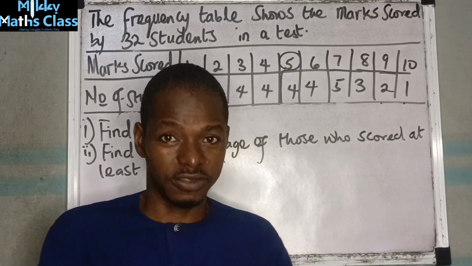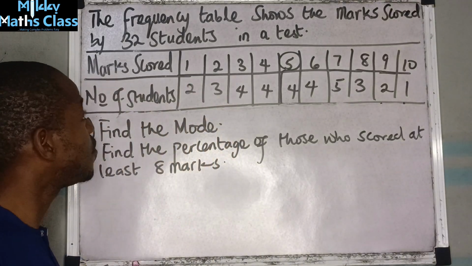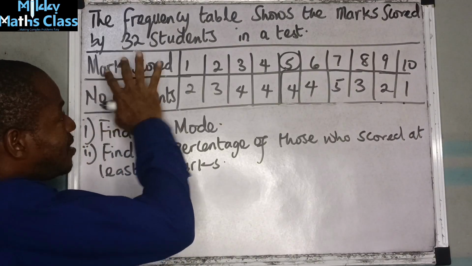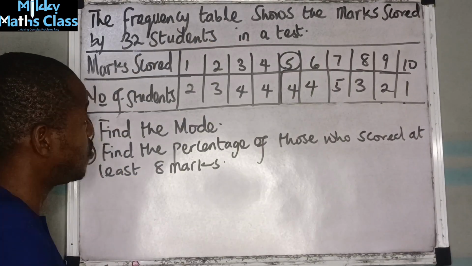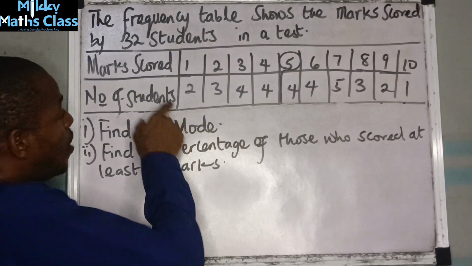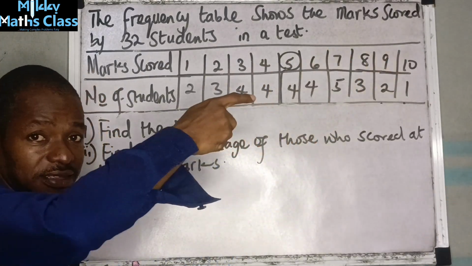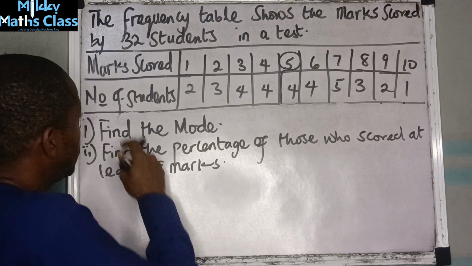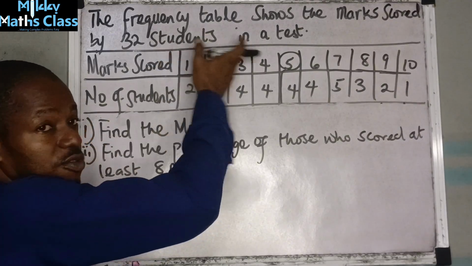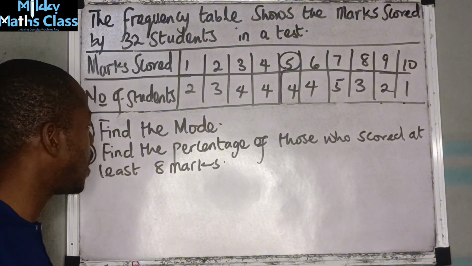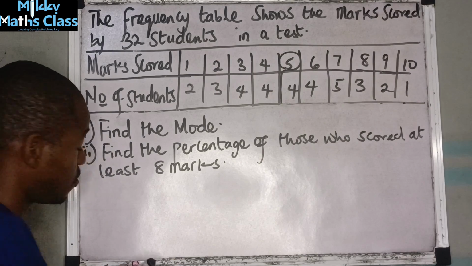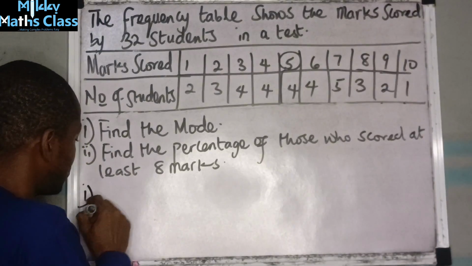Come along, we have a question on statistics. The frequency table shows the marks scored by 32 students in a test. That's the number of people that wrote the test. Now, these are the marks: 1, 2, 3, 4, 5, 6, 7, 8, 9, 10. The test was graded over 10. Now, the number of students that scored each mark, this is the frequency. The first question is, we are asked to find the modal mark.